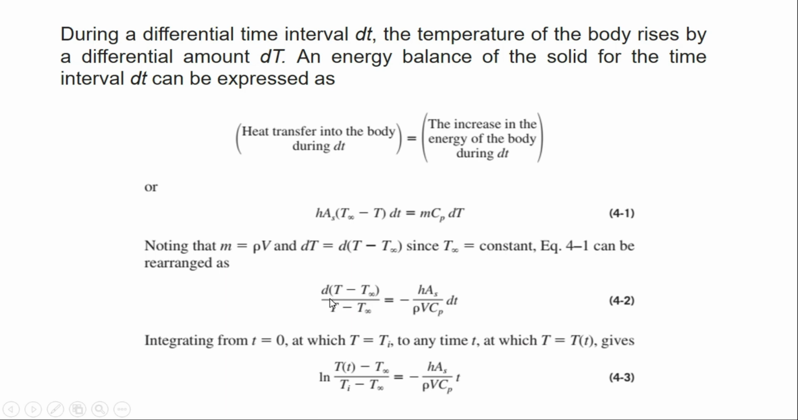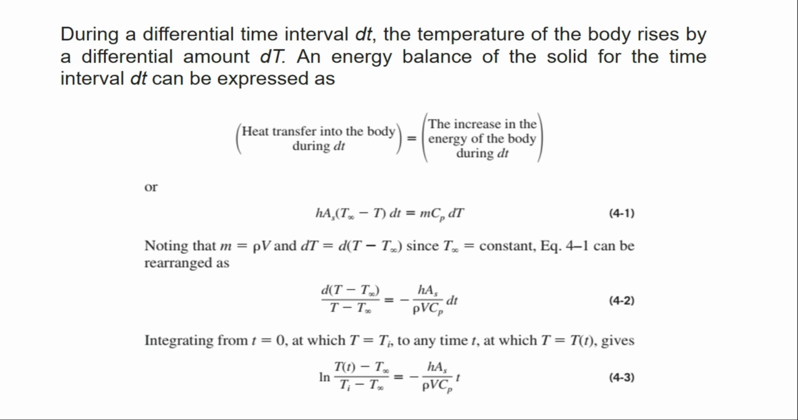We can integrate this equation by taking the limits. After integrating this equation, we will have the final form of the equation just like this, and this is the equation: natural log of T(t), which is a function of time, minus T infinity, which is the outer temperature, over Ti, the initial temperature of the body, minus T infinity, is equal to minus h As over density multiplied by volume times specific heat capacity into time.